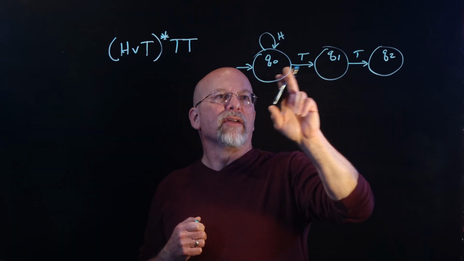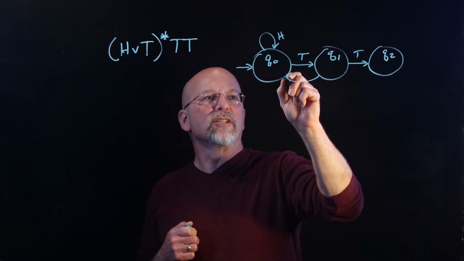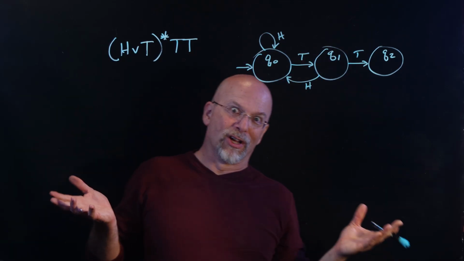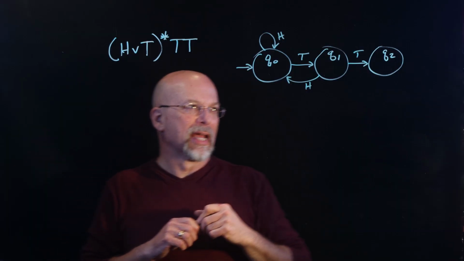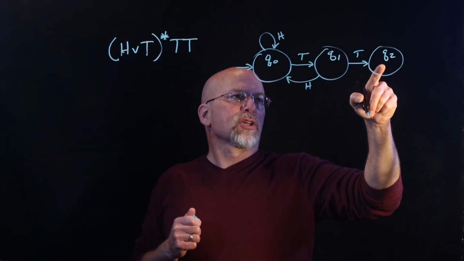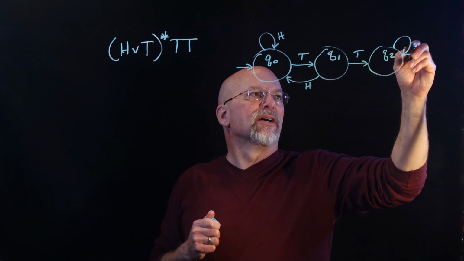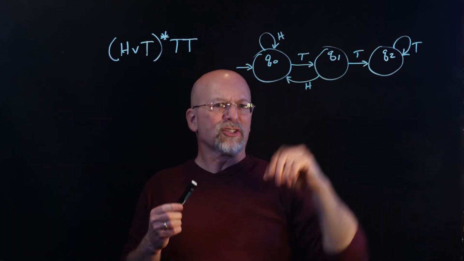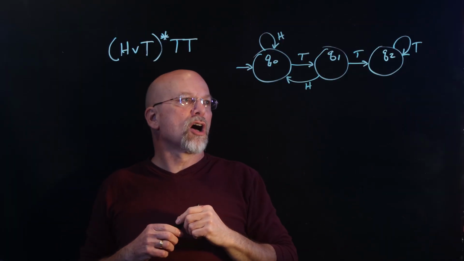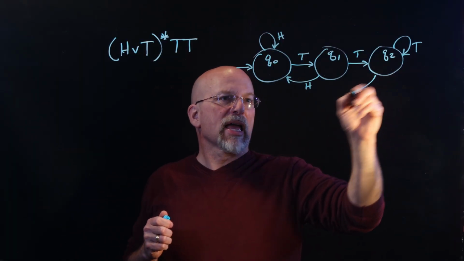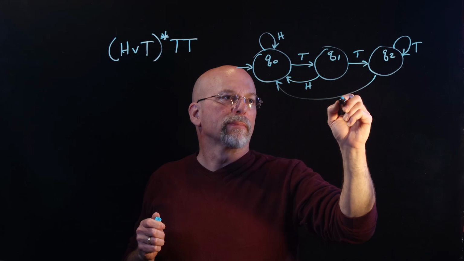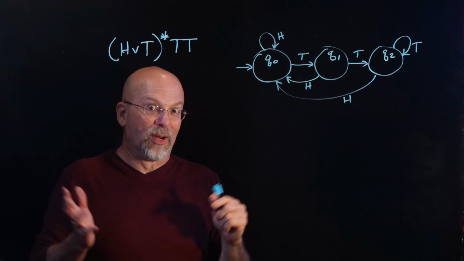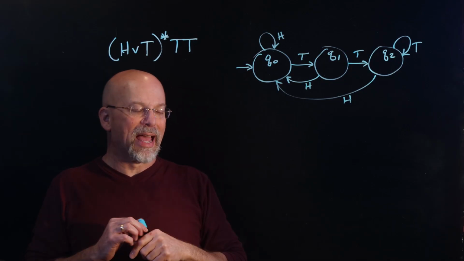Now, in Q1, if we get a tails followed by a heads, that brings us back to the condition where the last toss was a heads, and we're waiting for 2 tails in a row. Now in Q2, if I get another tails, and as long as I keep getting tails, that just means that, yes, the last 2 tosses have been tails. But if I get a heads, it brings me back to our initial state, where we don't have any tails. The last one was a heads.